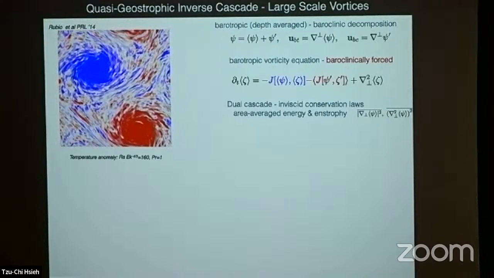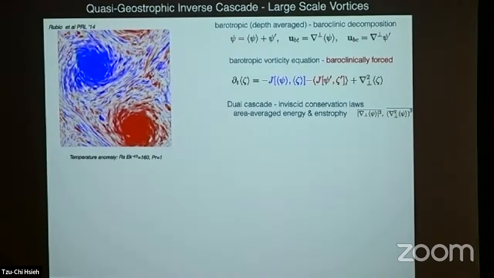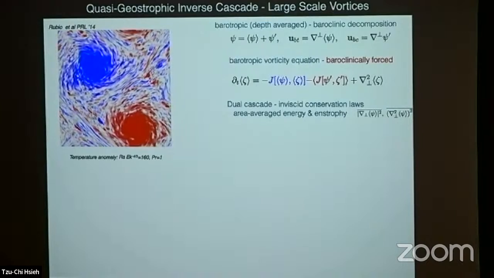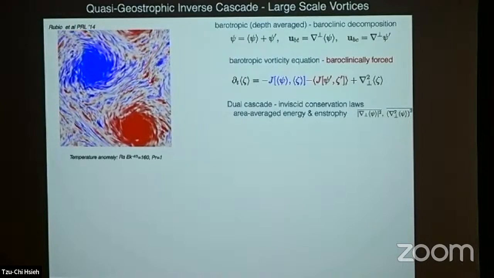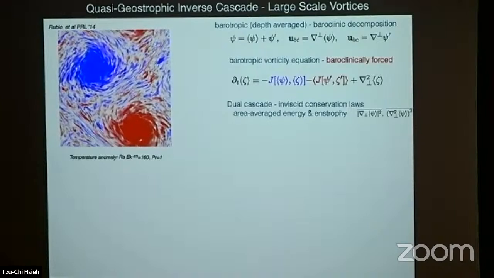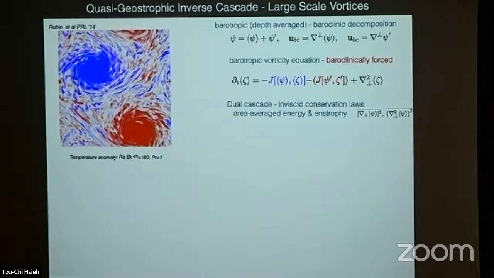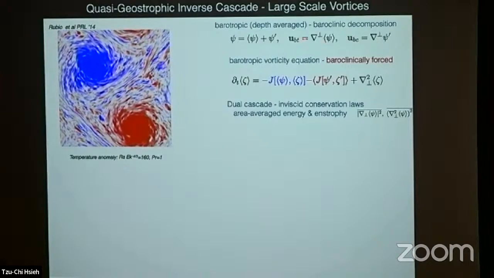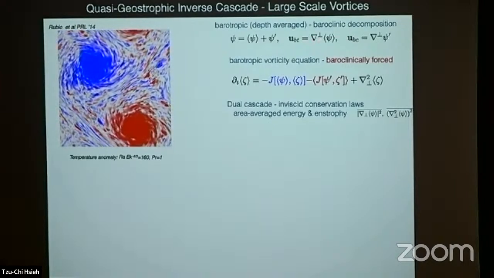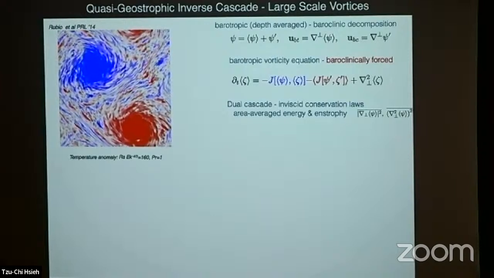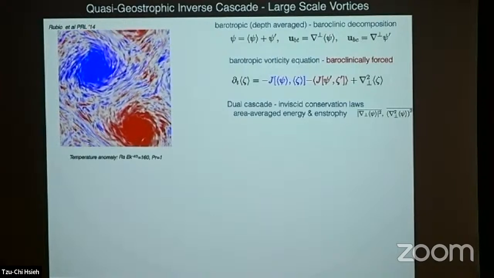we can think about decomposing this into a barotropic part, a depth independent part, and a baroclinic part, which would be the convection. Think of it as the convection, the thing that is overturning. We can decompose the field that way. This would be the barotropic velocity field with the angular brackets, and everything else will be baroclinic, or the convective component.